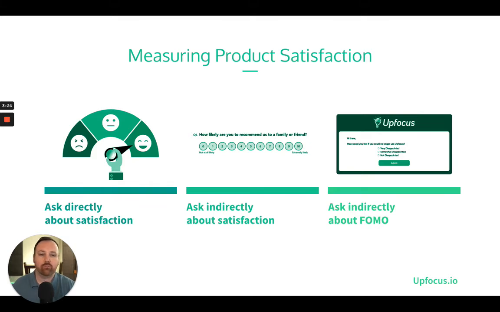There's a few ways, more than this I'm sure, that you can measure product satisfaction. Obviously, you can ask directly about satisfaction. Are you satisfied? You can also ask indirectly, such as using the NPS method, where they ask, how likely are you to recommend us to a friend or family? Or you can use the product market fit method, where you ask indirectly about their fear of missing out. In this case, you ask, how would you feel if you could no longer use our product? Very disappointed, somewhat disappointed, or not disappointed.